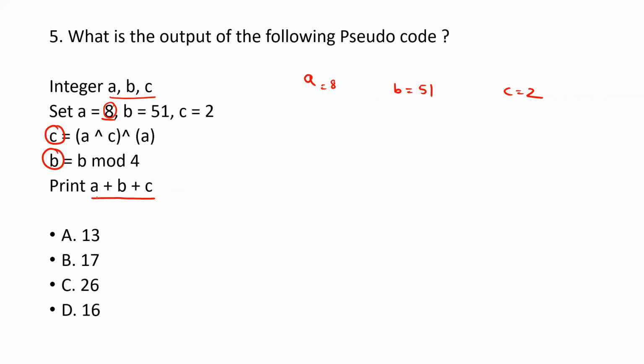A will still remain 8, so we can just write 8 here. So 8 plus B plus C. We just have to find the values of B and C, substitute them in this equation, and print the answer.